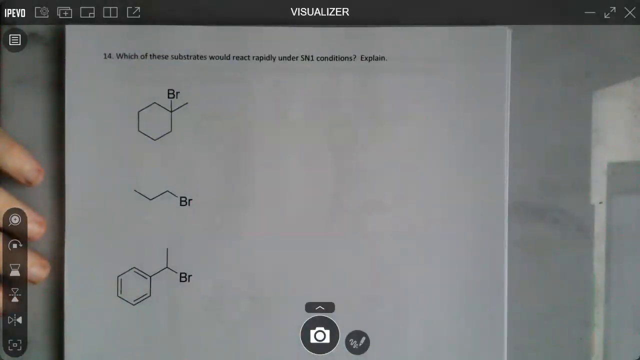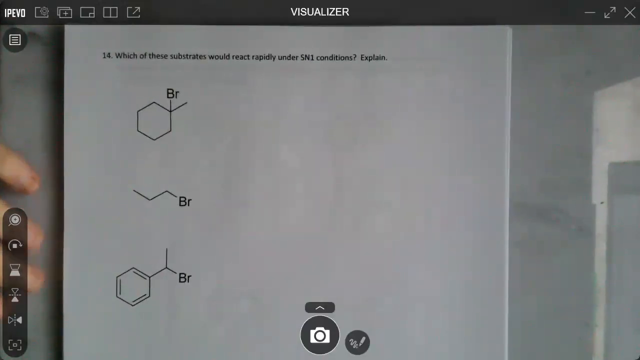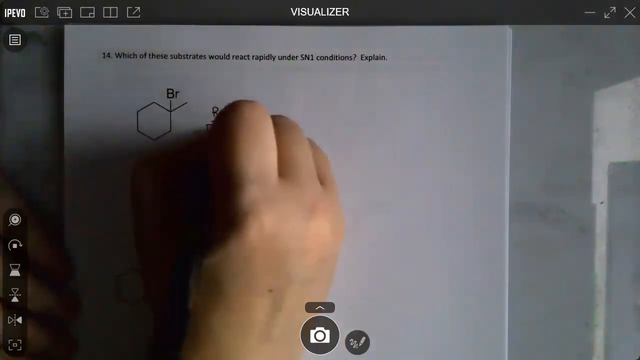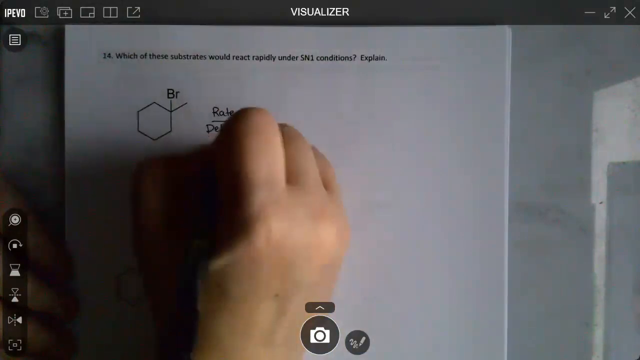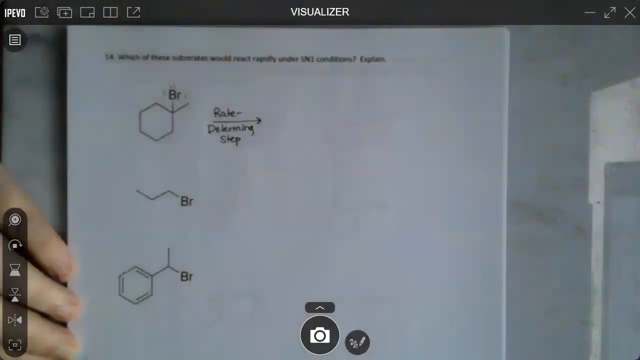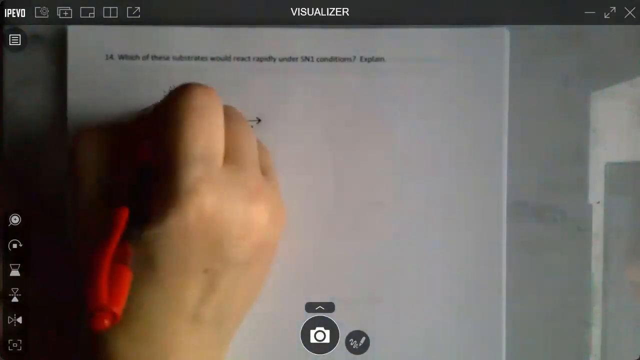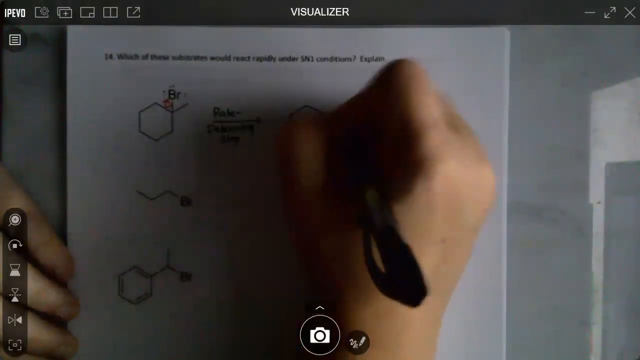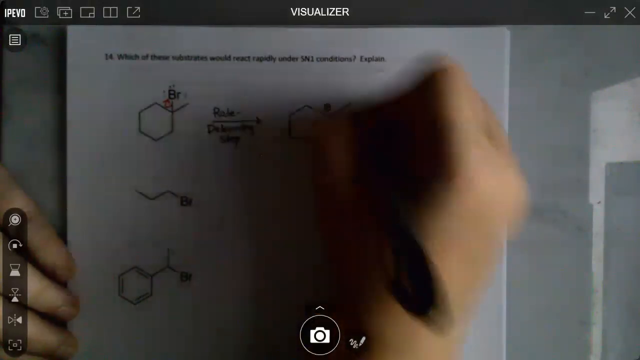The next question is, which of these substrates would react rapidly under SN1 conditions? So recall that in SN1, the rate determining step is the loss of a leaving group step, right? So if we draw an arrow, which shows that the bromine is leaving, then we would form a carbocation and bromide.